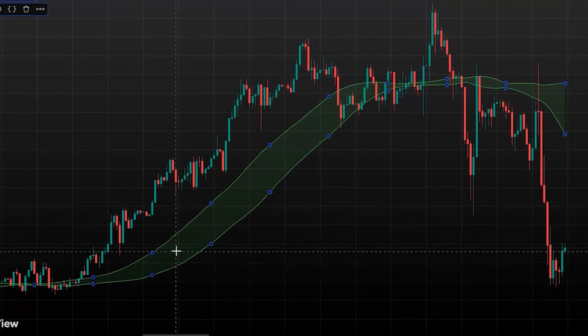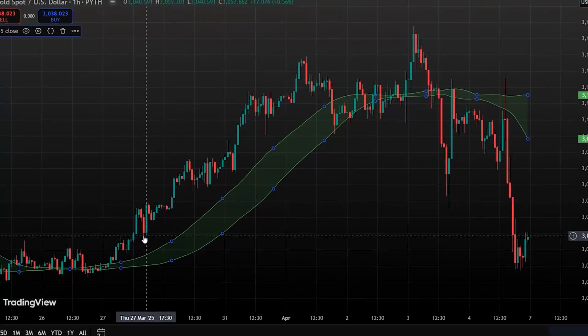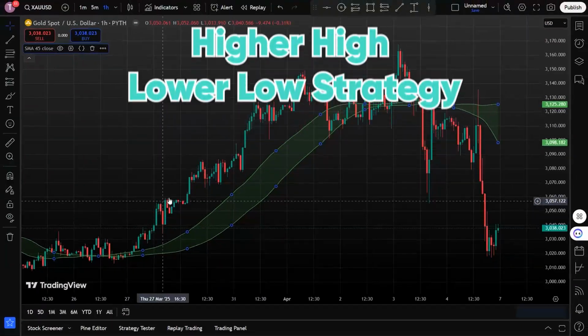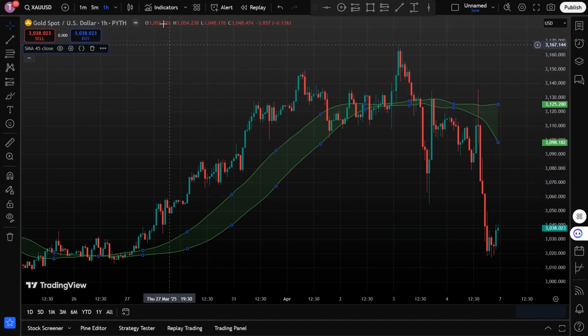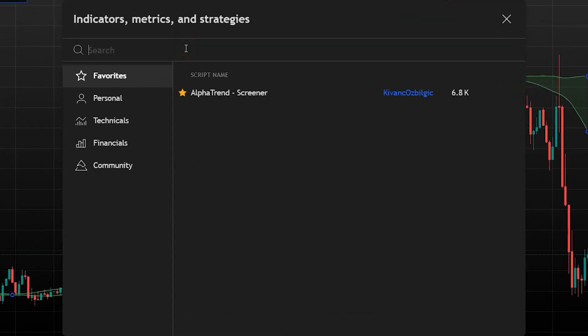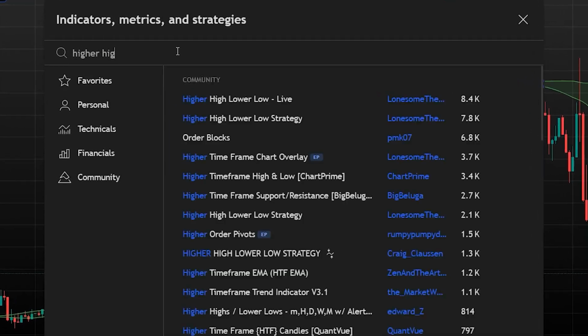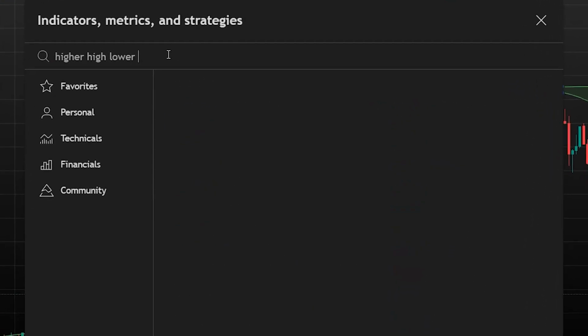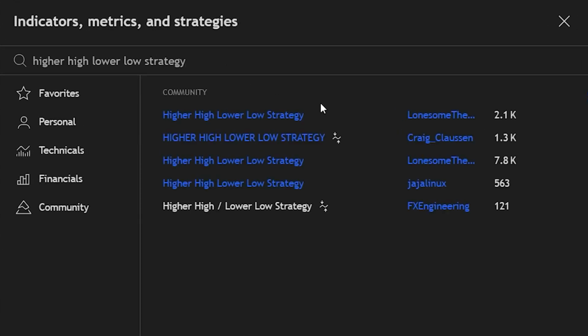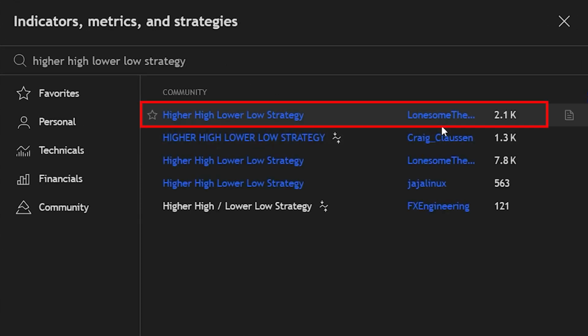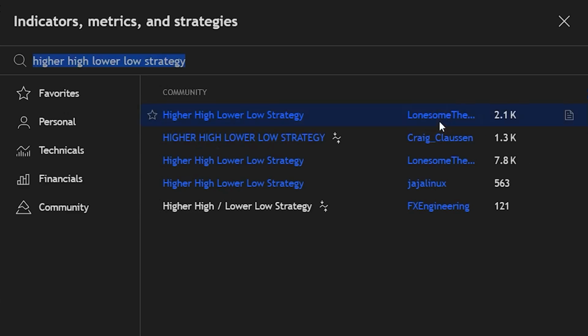Now that we have our trend zone, we need an entry signal. This is where the higher high, lower low strategy comes into play. Click indicators again and search for higher high, lower low strategy. Select the version by Lonesome the Blue and add it to your chart.